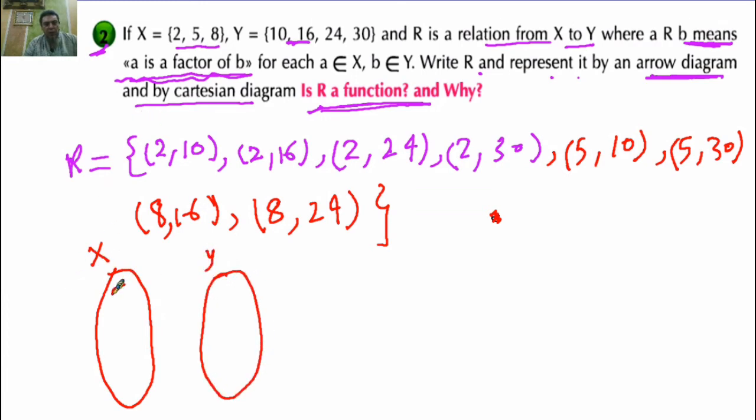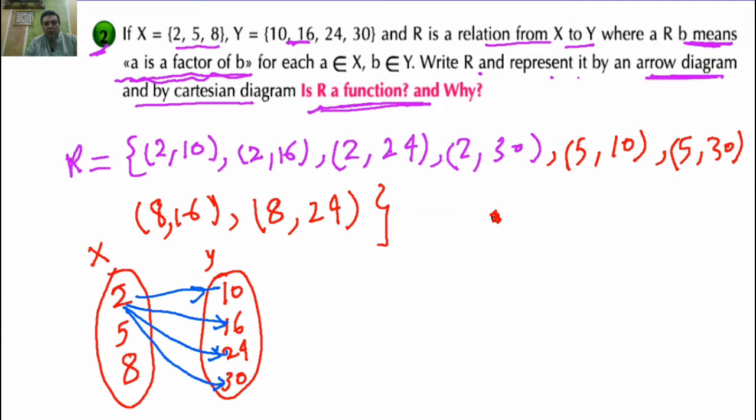X has elements 2, 5, and 8. Y has 10, 16, 24, and 30. The arrows: 2 and 10, 2 and 16, 2 and 24, 2 and 30. 5 and 10, 5 and 30. 8 and 16, 8 and 24.